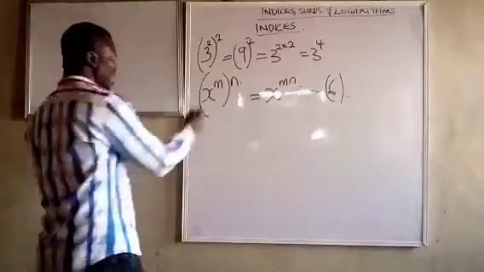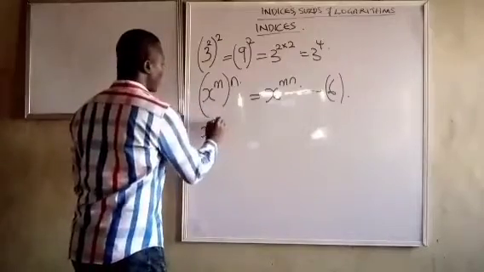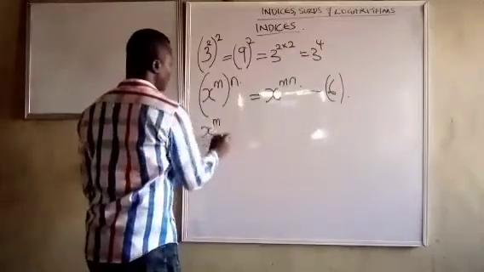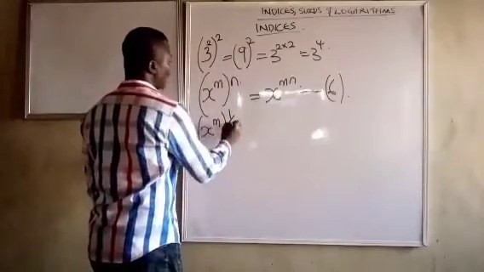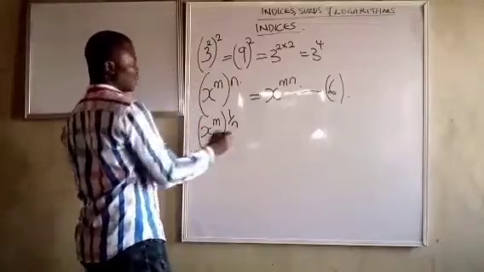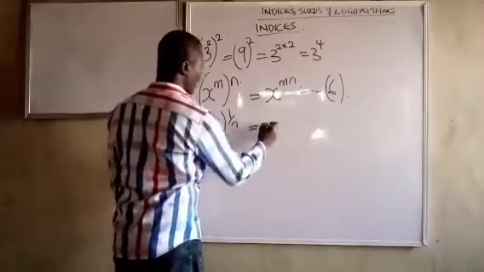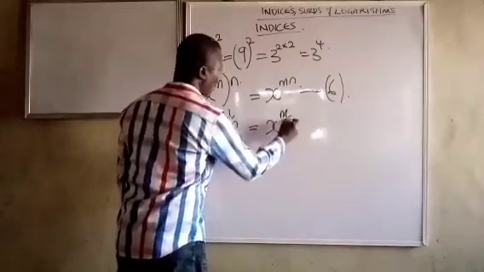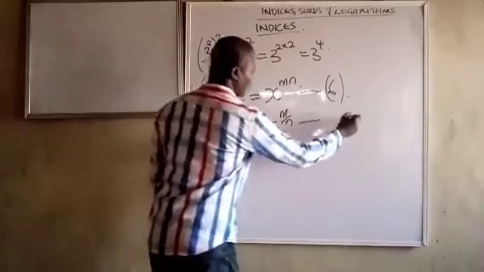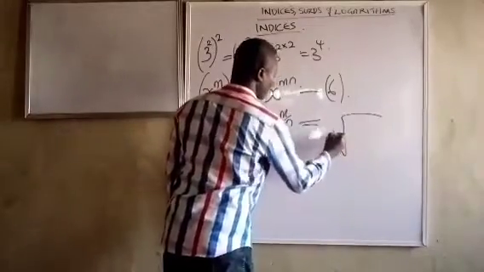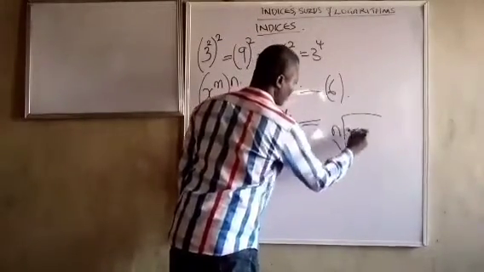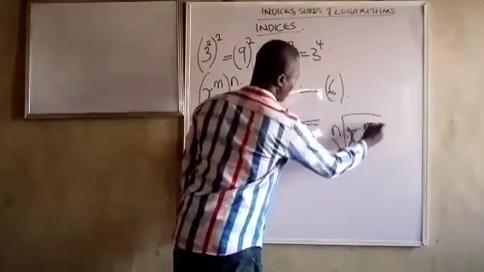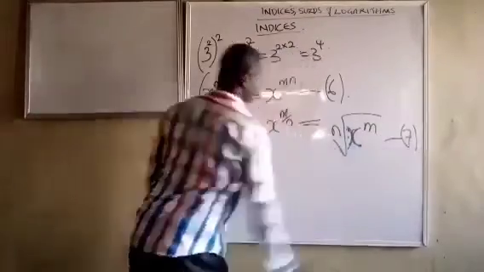And again, if we have x raised to power n, and we now have it raised to power 1 over n, as from the fifth rule, this is what we are going to have: x raised to power n over n, which is the nth root of x raised to power n. Let's make that one the seventh.